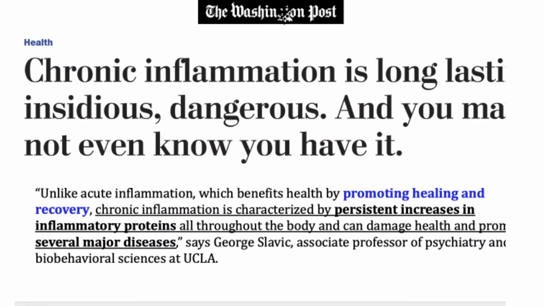And so here's a little thing from the Washington Post, that rag paper that Dr. Loudon sends me so many articles from. But they have a pretty good headline here. Chronic inflammation is long-lasting, insidious, dangerous, and you may not even know you have it. And the only problem with that statement, it's a naive statement that inflammation is the problem. Now, inflammation is a piece of the problem, but it's the antecedents, what causes the inflammation, that we need to be focused on. And we need to focus on runaway, renegade inflammation as well.